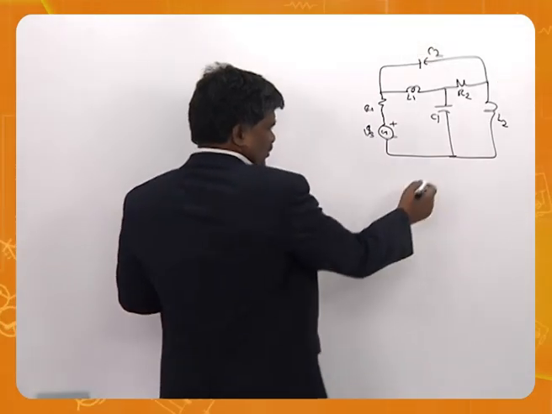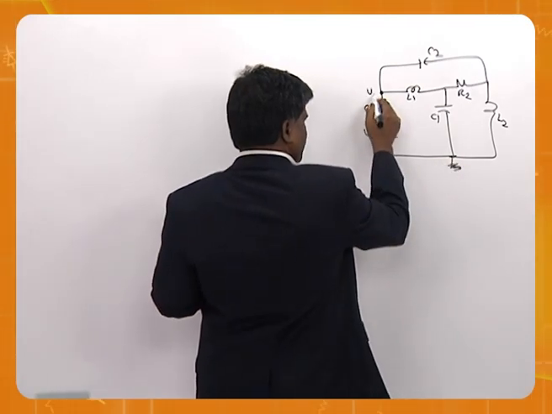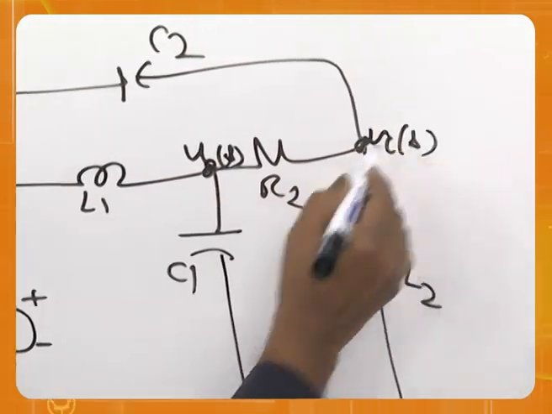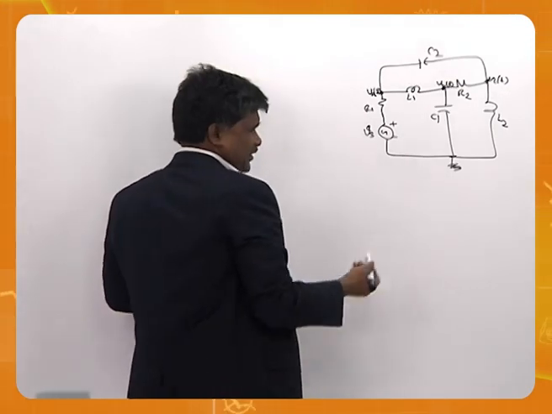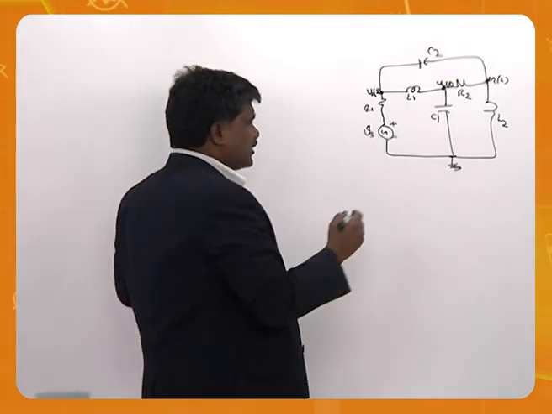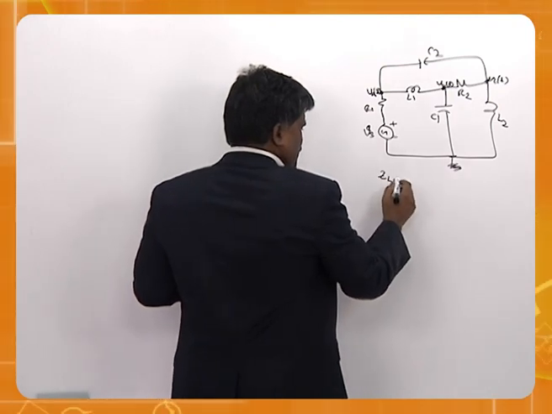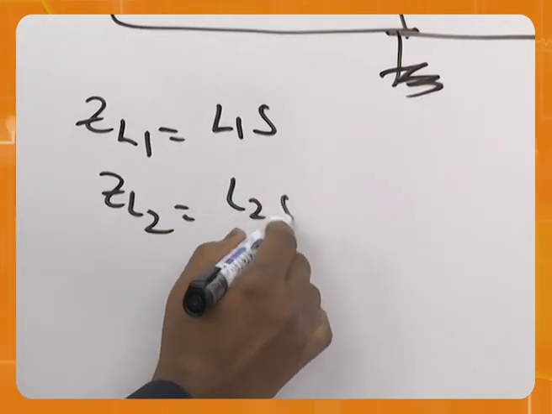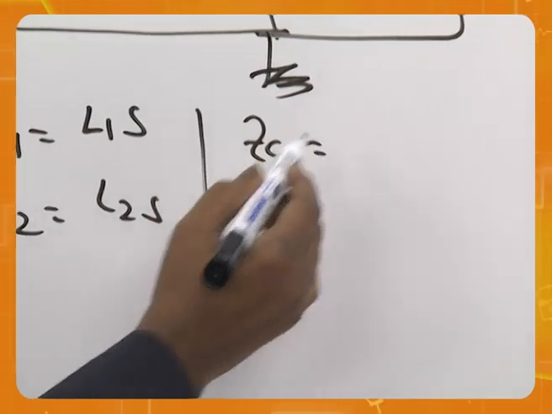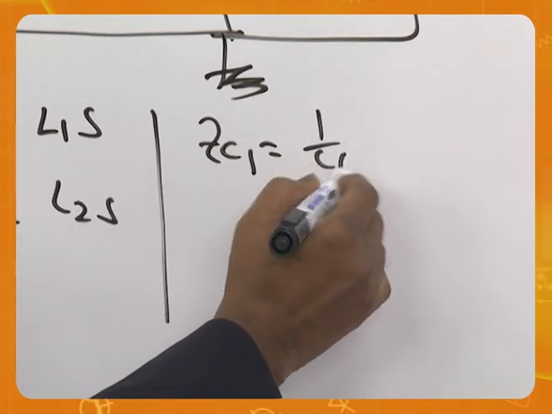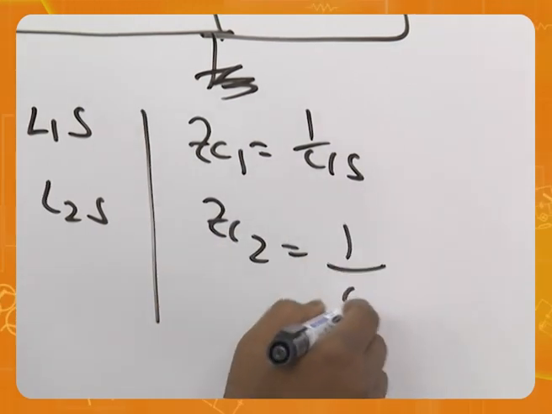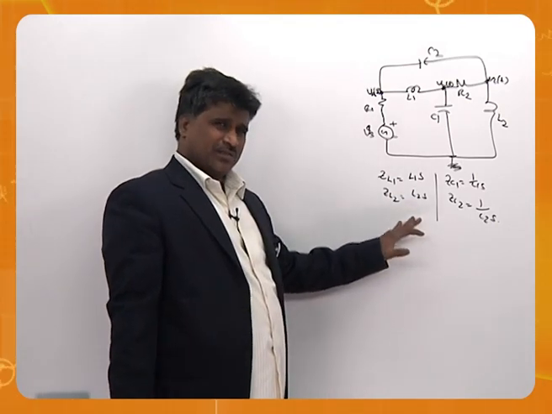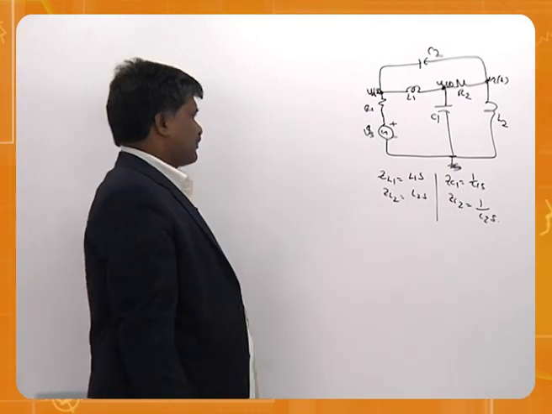Let us say that. Now the nodes are, this is a ground, directly we say VA of S, VB of S, VC of S. That's how we call directly into S domain. But what will happen to this one? ZL1 is L1S, ZL2 is L2S, ZC1 is 1 by C1S, ZC2 is 1 by C2S. So, we are already converting L and C into impedances.